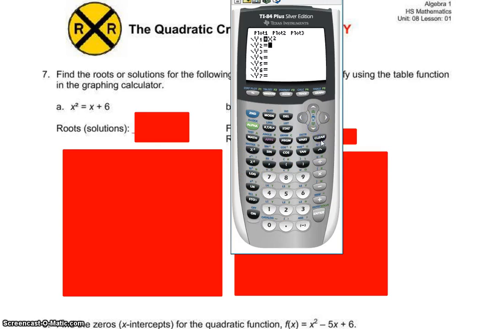What would you put at y2? Anything after the equal sign, so x plus 6. Then you're going to go second, calc, number 5 for intersect. We need to know where they cross. Enter, enter, enter. And I went too fast. Sorry about that. Second calc, 5, enter, enter, enter. All you care about here is the x value. X equal -2. Okay, that's one of your solutions.